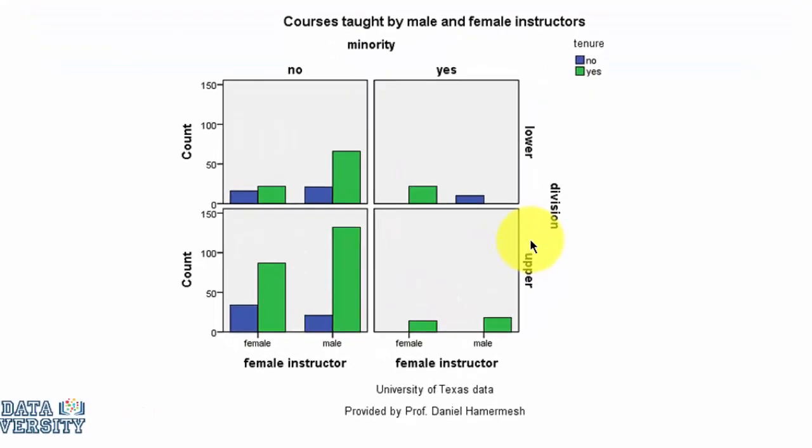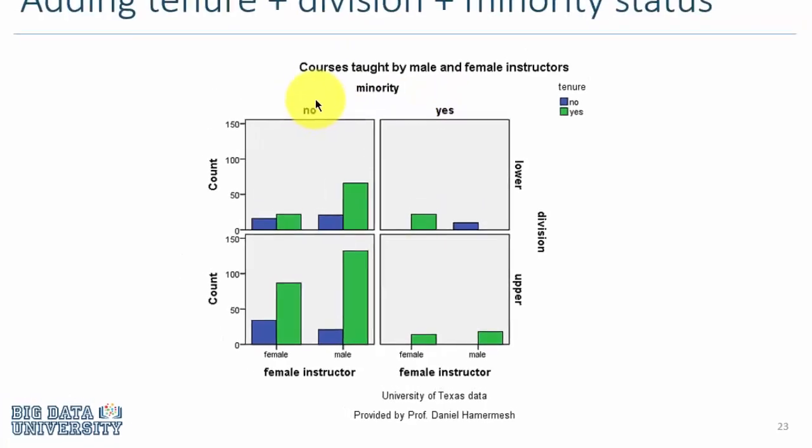Additionally, we can even include another fourth dimension to it. So we have the gender, the tenure status, the division status, and we can add if the courses were taught by male and female instructors and whether those instructors were visible minority, yes or no, not visible minority.